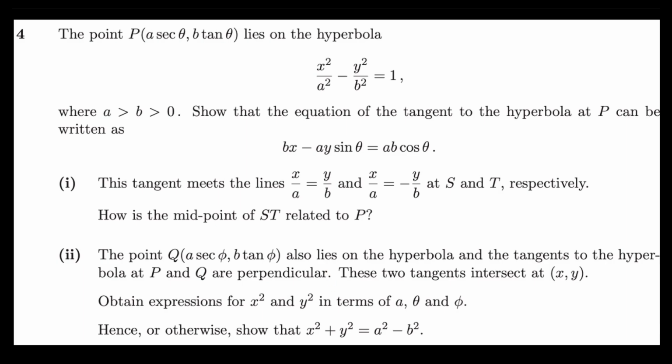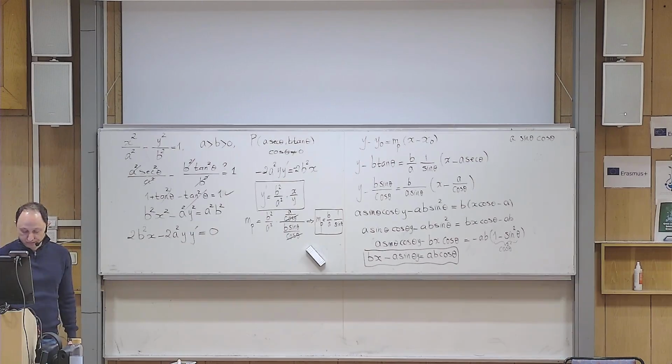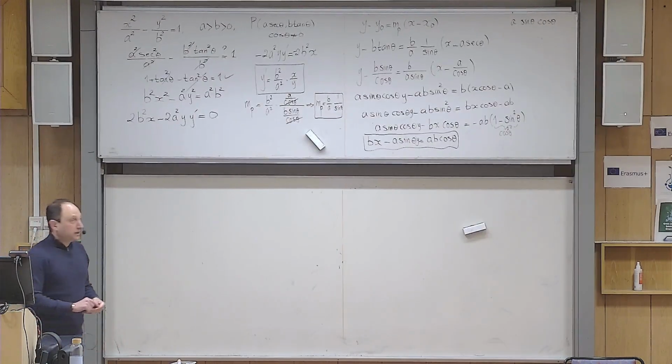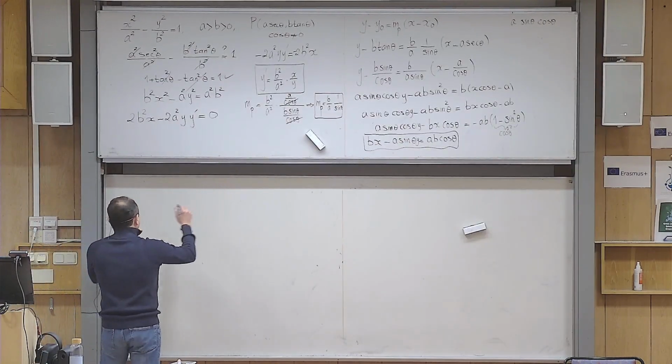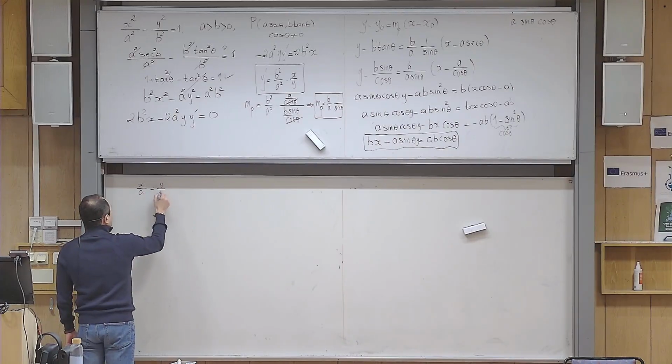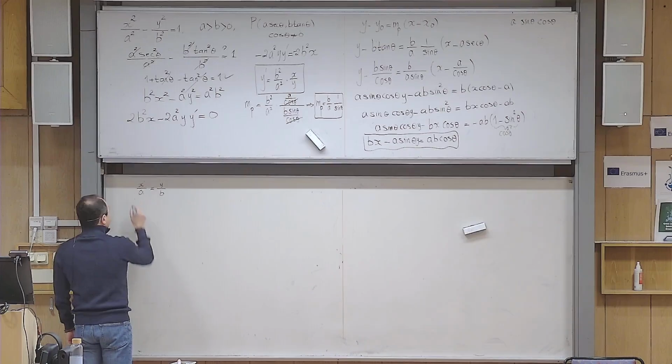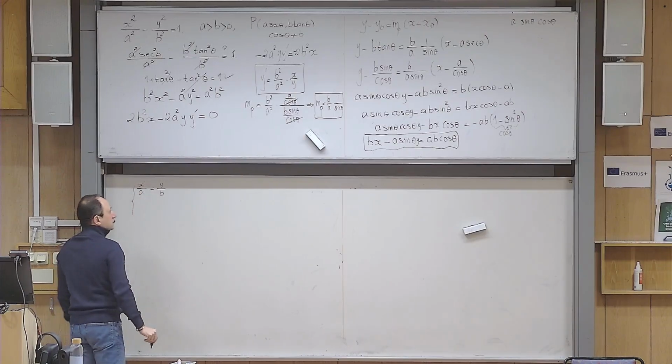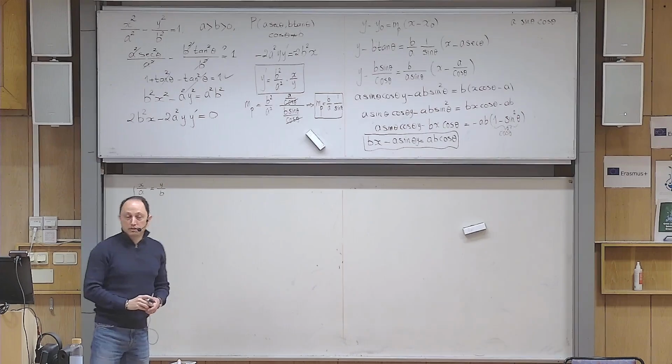Okay, so that is also a very straightforward question. I mean, there is no twist there, so we know what to do. So let us do it here together on the board. Let me take one of the asymptotes here, x over a equals y over b, and then put it in a system with the tangent line equation that I got there.